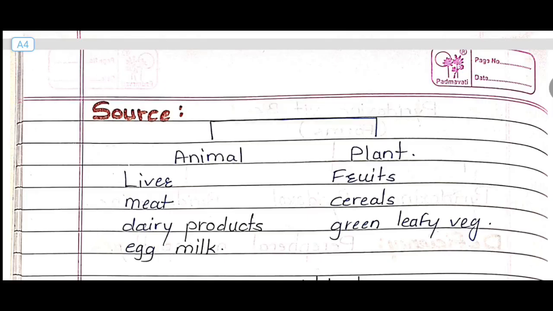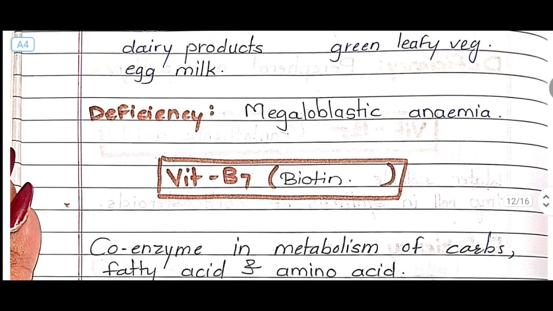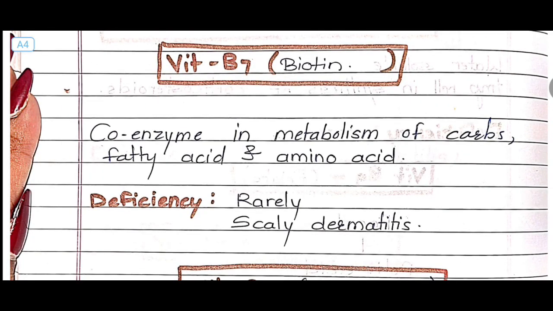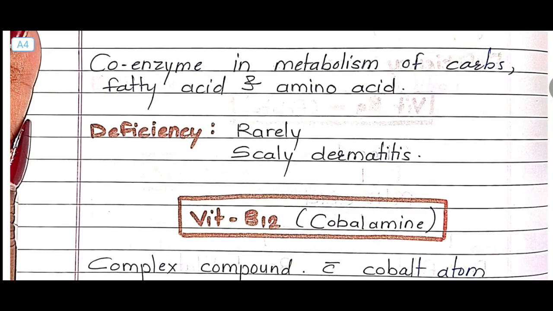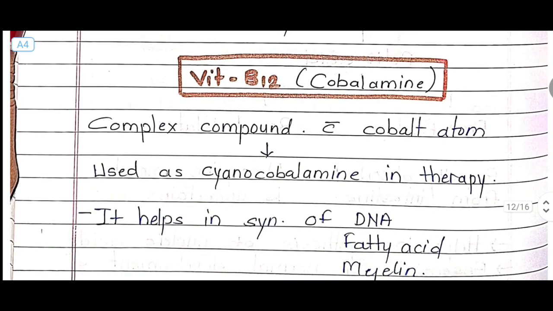Sources are animal source and plant source. Animal sources are liver, meat, dairy products, egg, milk. Plant sources are fruits, cereals, green leafy vegetables. Deficiency causes megaloblastic anemia. Next is vitamin B7, biotin. It works as a coenzyme in metabolism of carbs, fatty acids and amino acids. Deficiency is rare, but if it occurs it causes scaly dermatitis.